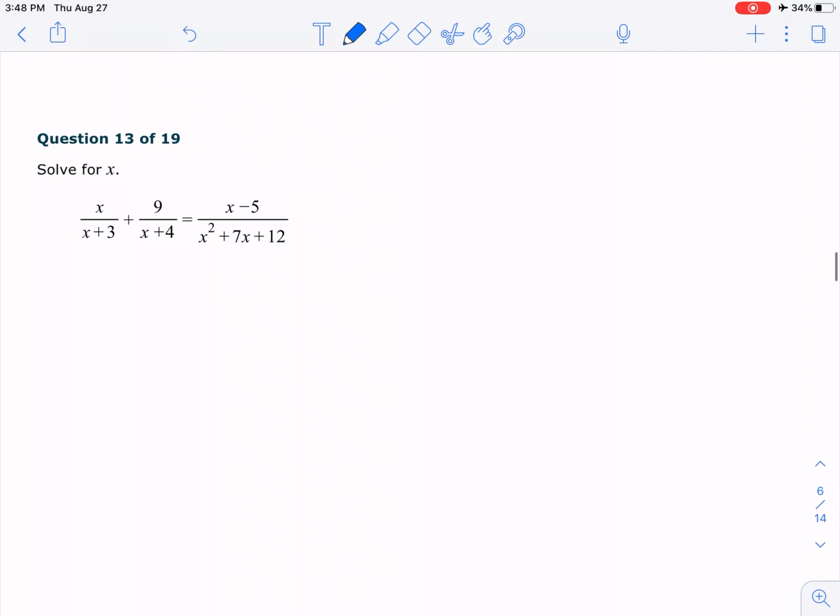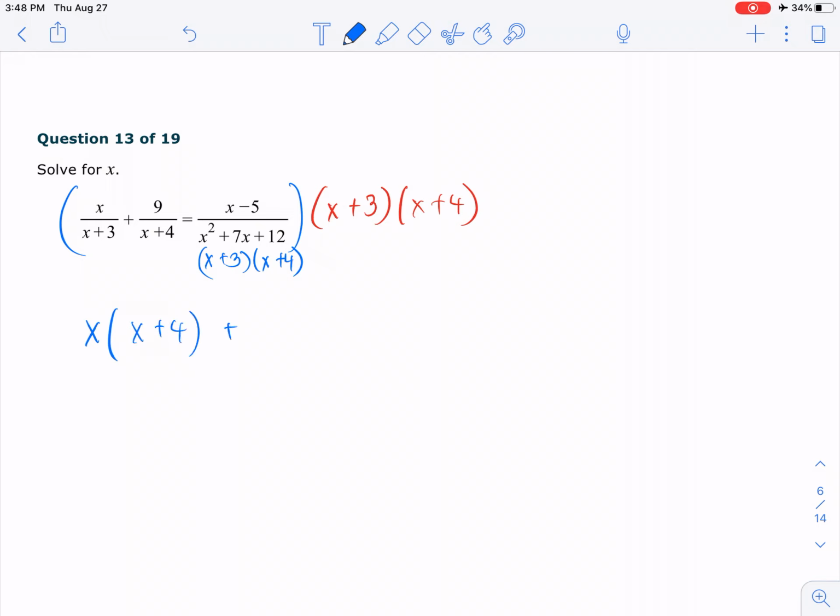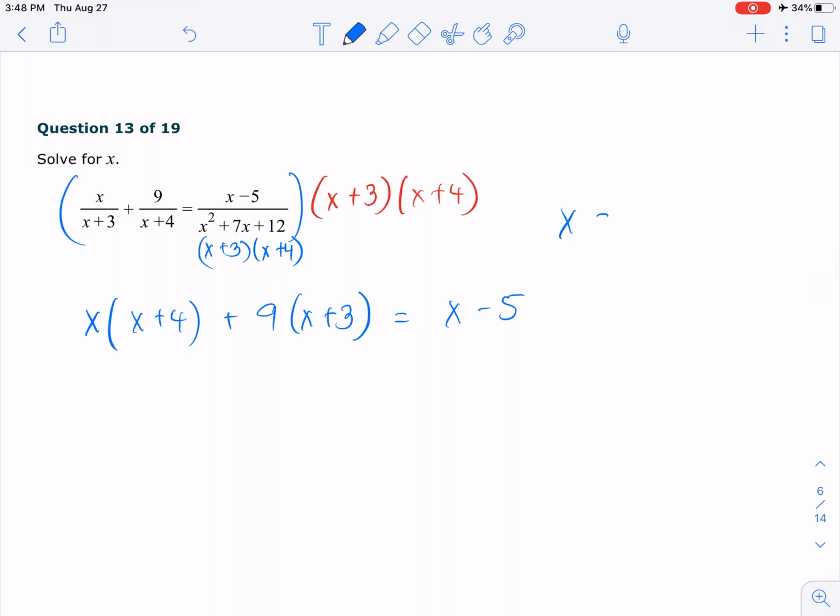All right, this one's similar to the previous problems. So once again, I'm going to multiply. So hopefully you recognize that x squared plus 7x plus 12 is x plus 3, x plus 4. So if I multiply by the LCD, that would be the LCD. So for the first one, I ended up with x times x plus 4. Second one, I have x plus 3 multiplied by 9. The last one is x minus 5. All right, let's keep in mind that x cannot be 3 and x cannot be 4. All right, let's just simplify this.